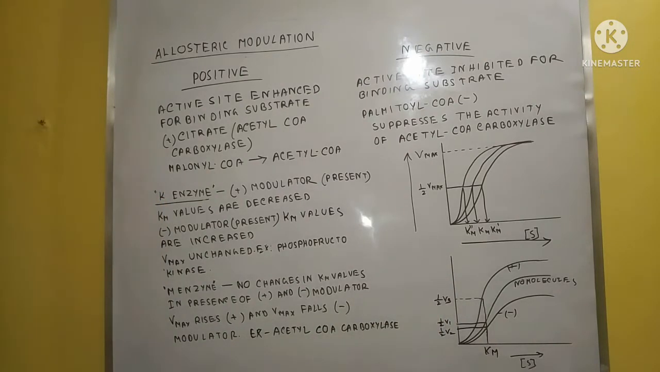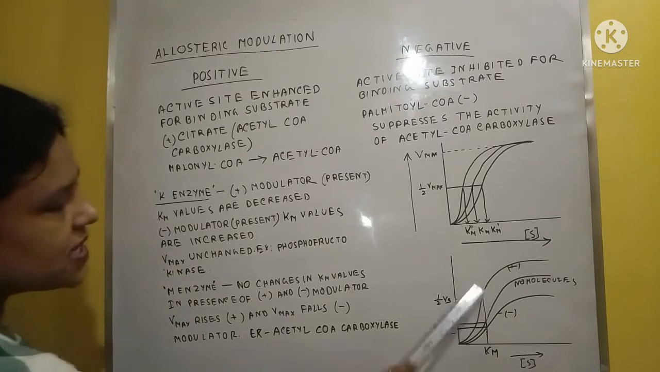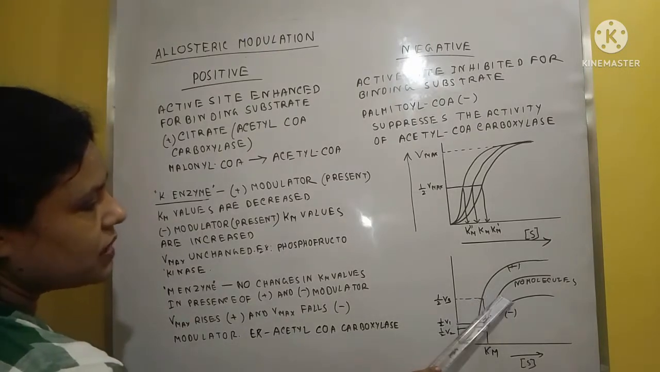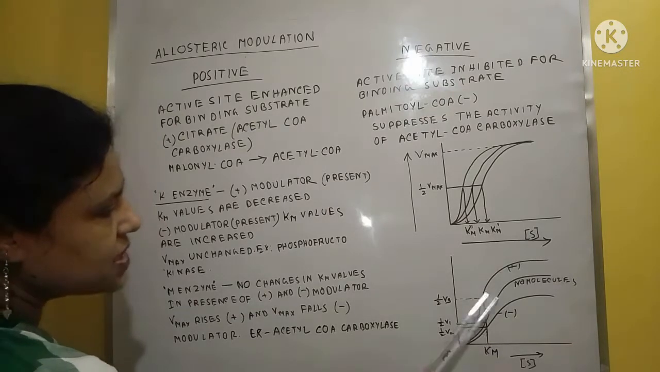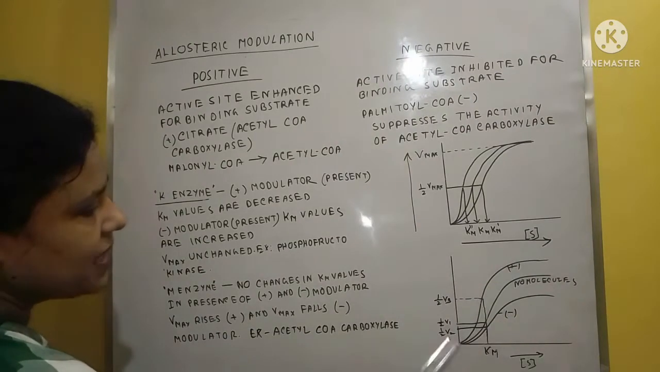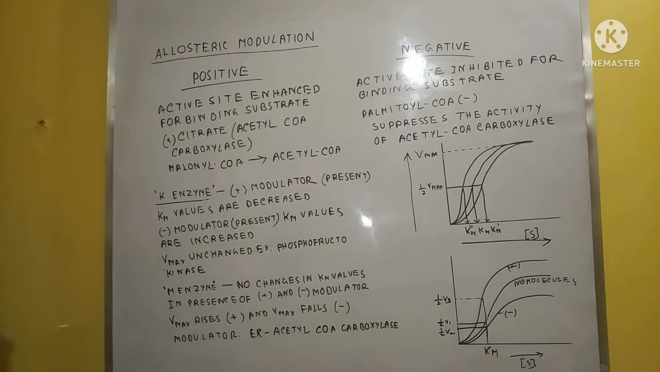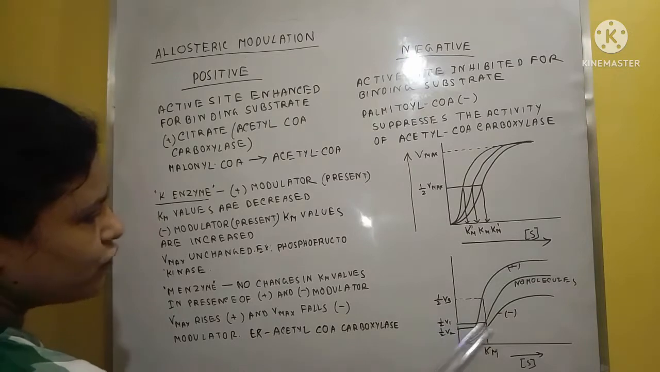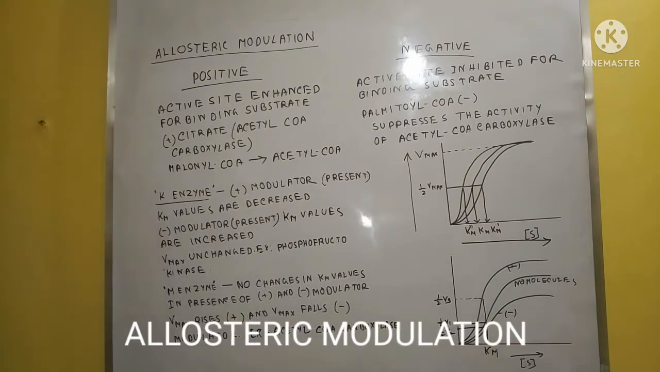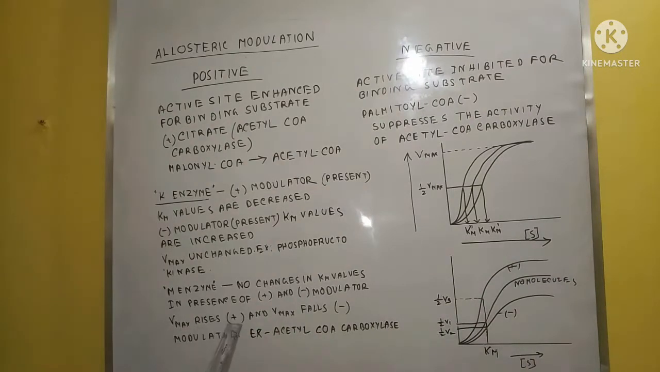And in case of M enzyme, there are no changes in Km values. You see here three curves, the three graphical structures. Here the Km value in the three situations is the same. But you see here the Vmax value changes; this is half V3, this is half V1, and this is half V2. Okay, so in the presence of positive and negative modulator, Vmax changes. When the positive modulator is present, then Vmax rises. When the negative modulator is present, then Vmax falls. Okay, but Km remains the same.